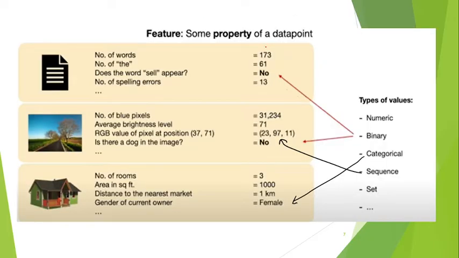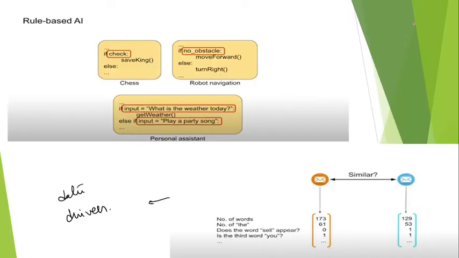Now some of the properties of data points are numeric, yes, and then there are binaries, yes or no, these are binaries which are represented. Then we categorize, that is male, female also. Then we have a sequence of statements. Some other properties of data points, or we call them features. Correct. These are the points of the features. Now let's move on to the other one.